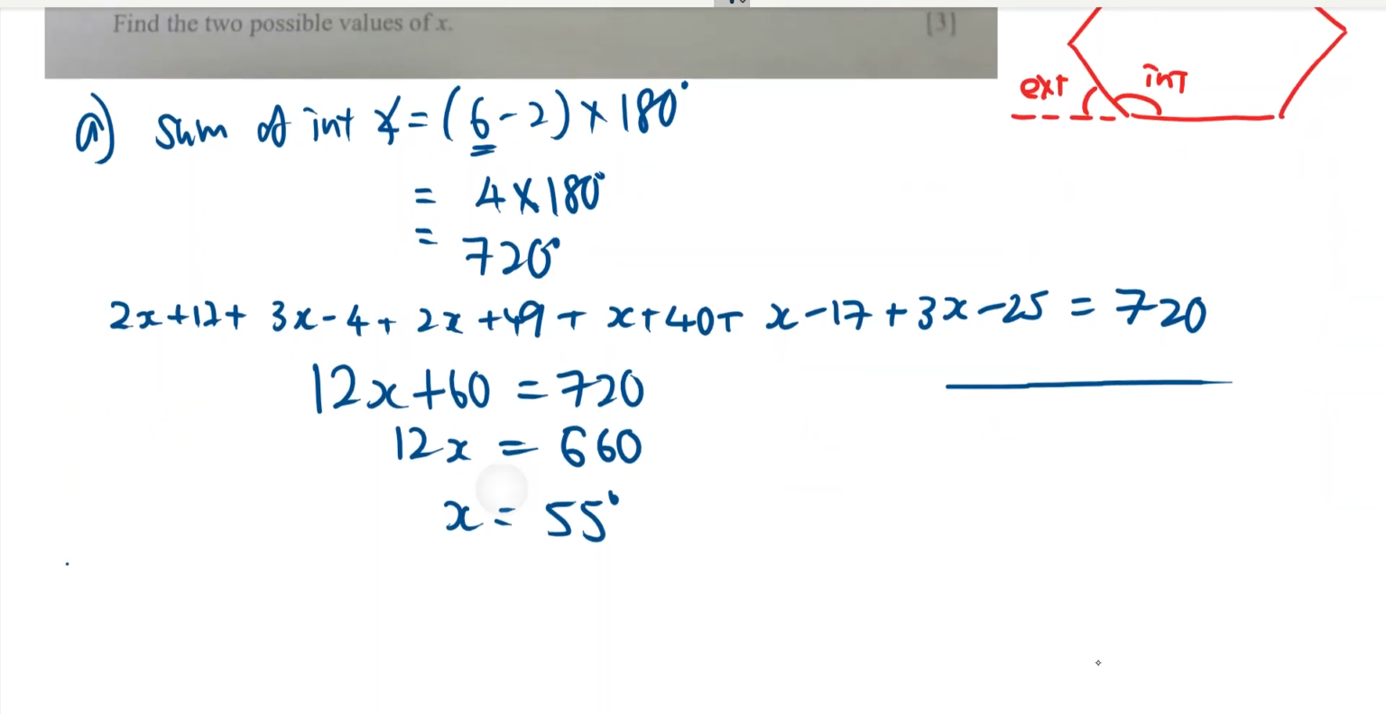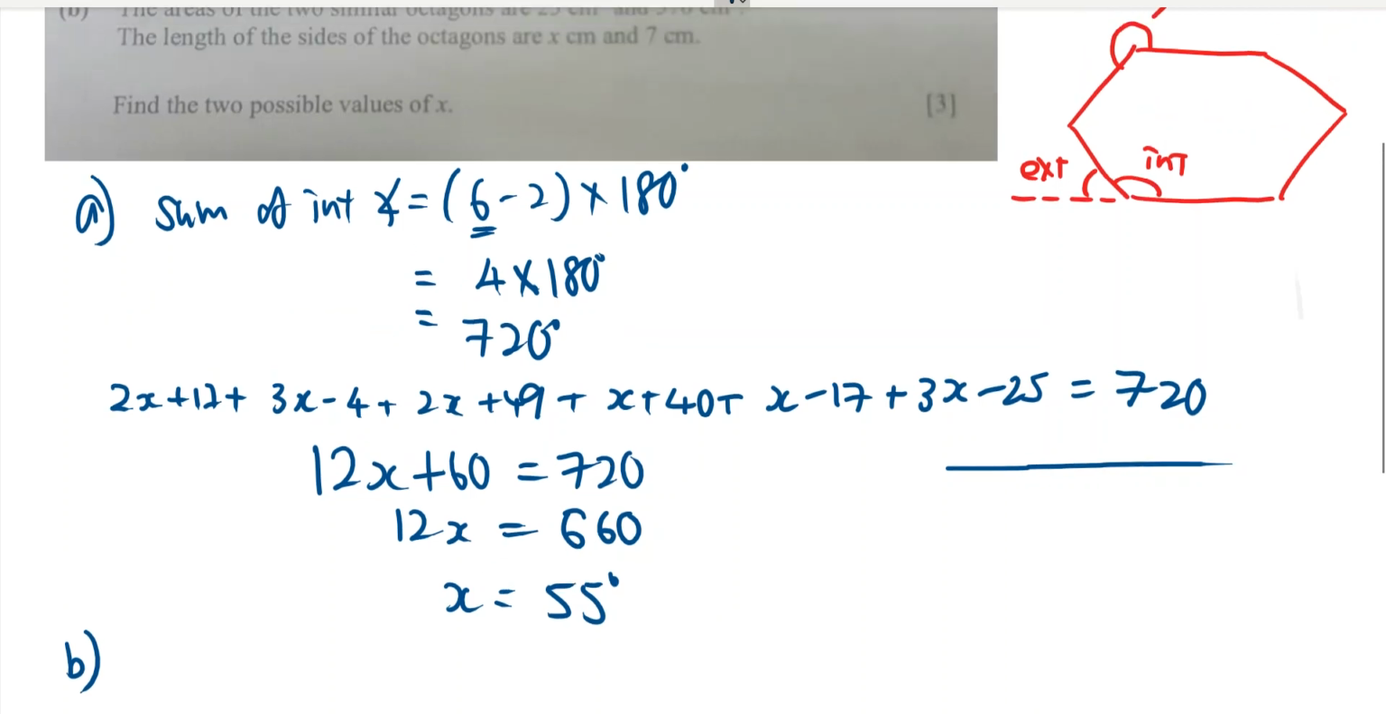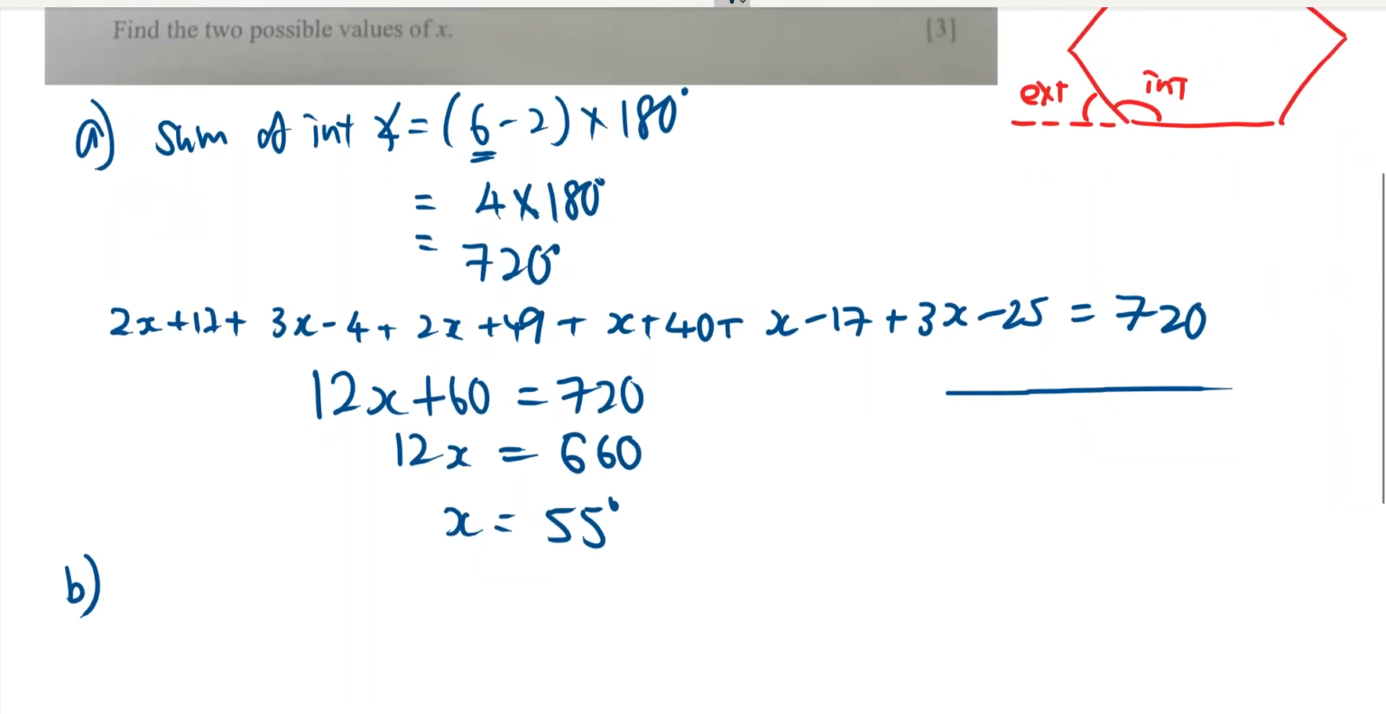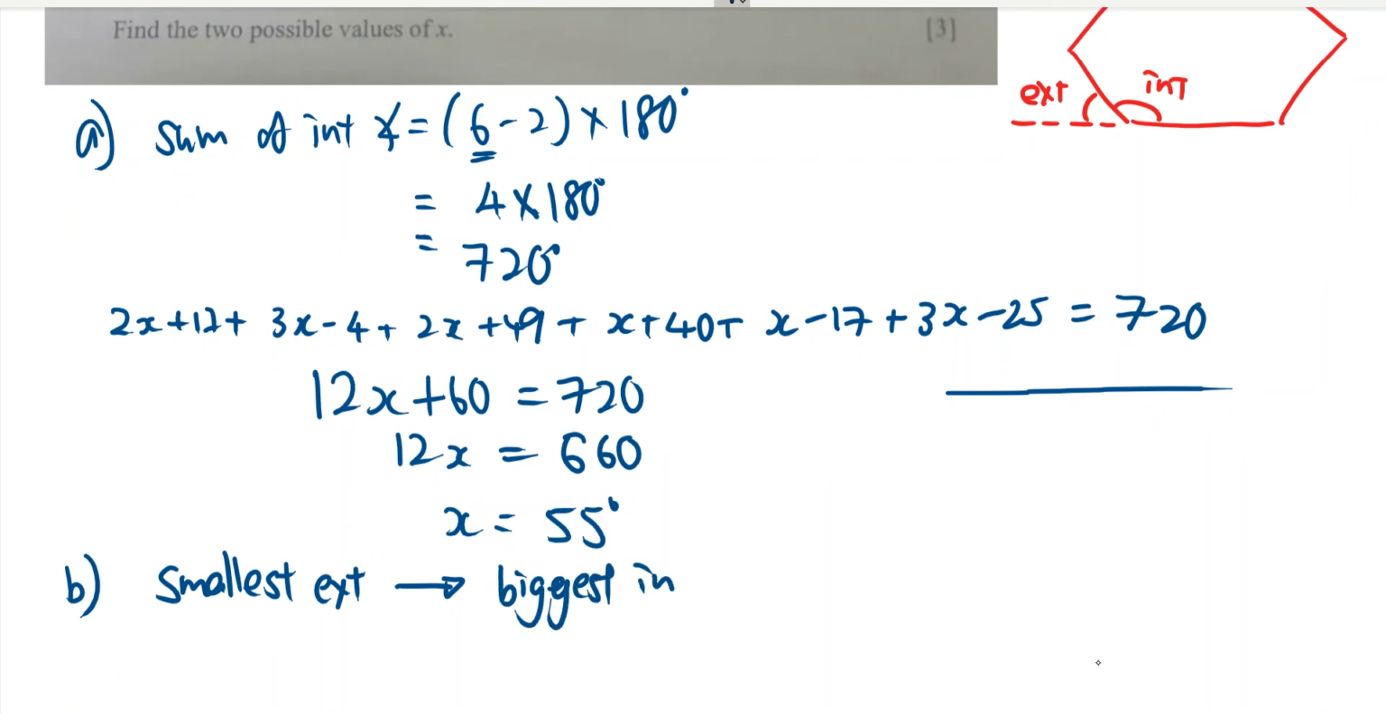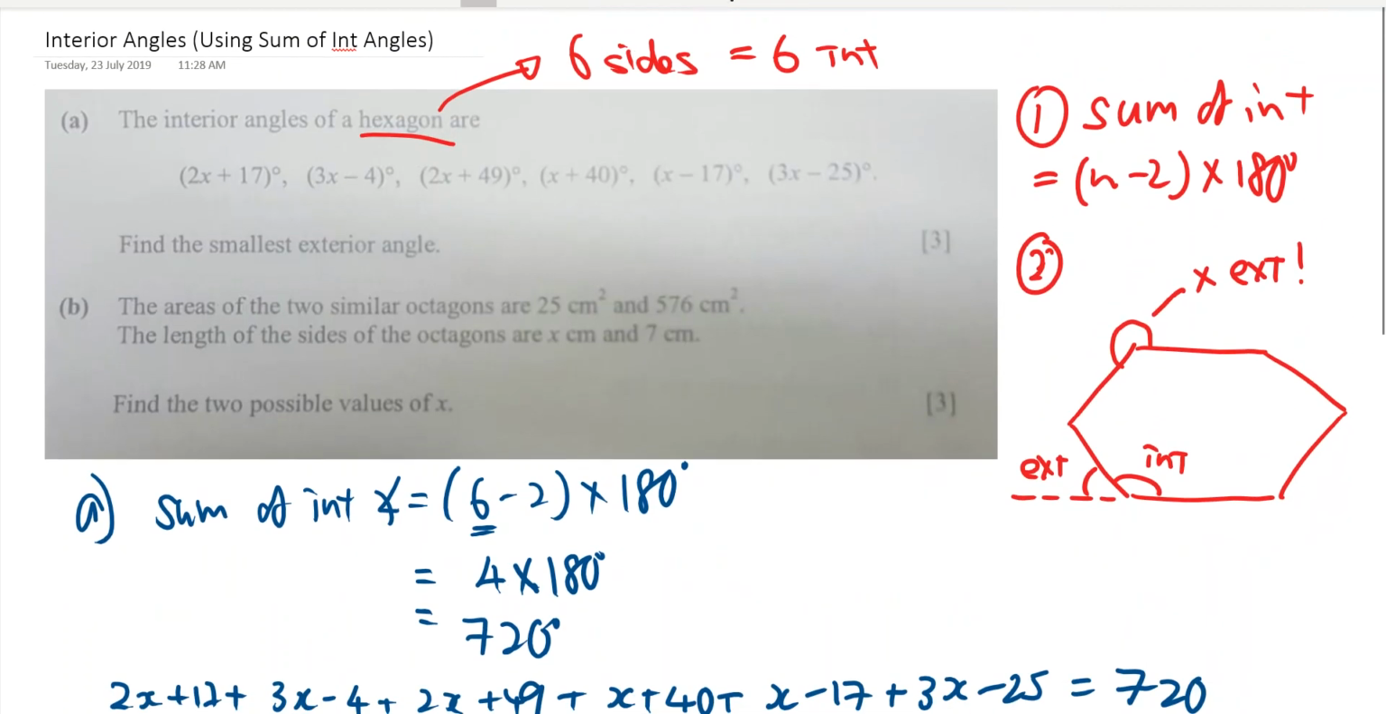In this case, they didn't say that the hexagon is regular. So remember, another tricky part of the question: when it is regular, then you can say that all the angles are equal, but in this case it's not regular. So to get the smallest exterior angle, you must find the largest interior angle. So which is the biggest interior angle here?